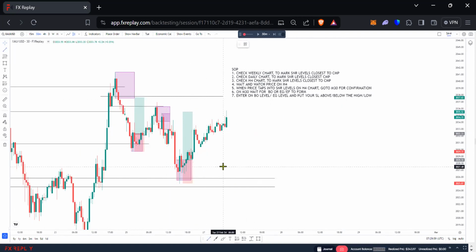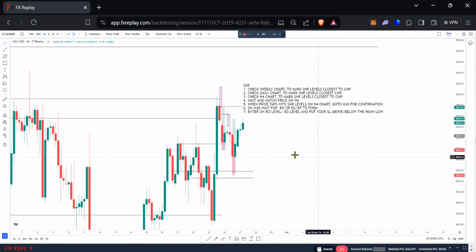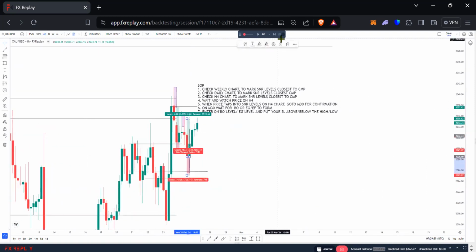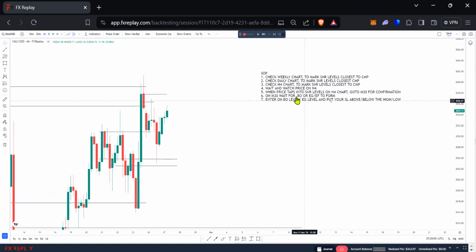Just waiting for M30 breakout or engulfing after our H4 level taps. So now that we are out of this trade, what we need to do is go back to the H4 and wait. Before we wait, don't forget, since new H4 candles are forming, we have to mark those new H4 levels, so that we can watch when price gets to them on the M30. Okay, so our SOP, I'll add that later.